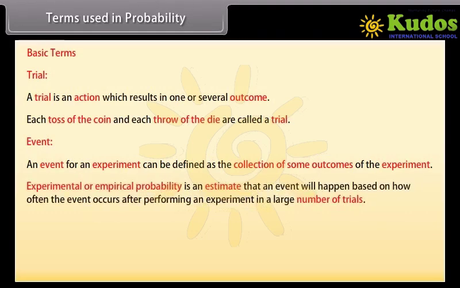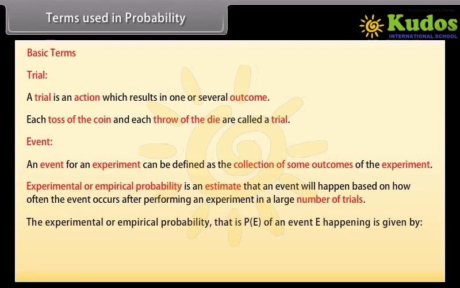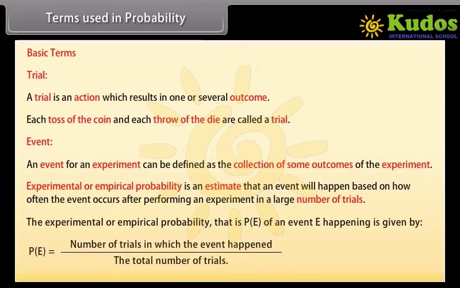Experimental or empirical probability is an estimate that an event will happen based on how often the event occurs after performing an experiment in a large number of trials. The experimental or empirical probability, that is P(E), of an event E happening is given by P(E) is equal to number of trials in which the event happened upon the total number of trials.